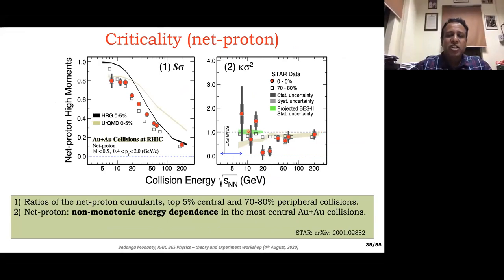This is consistent with unity. They do not explain the data. They are actually monotonic in variation. Now, the statistical errors are large at lower energy. That's why we are doing the beam energy scan phase 2.